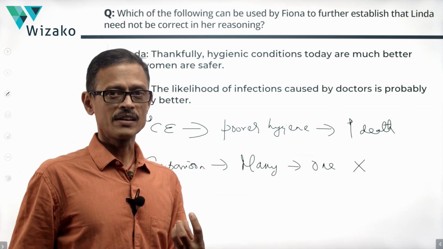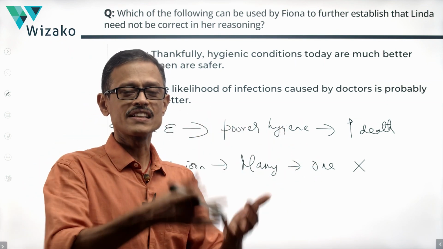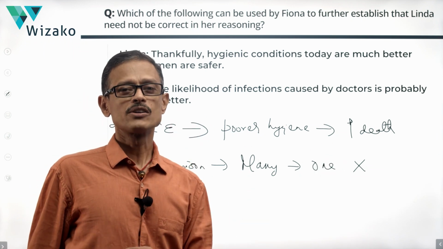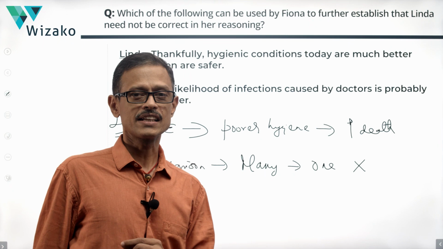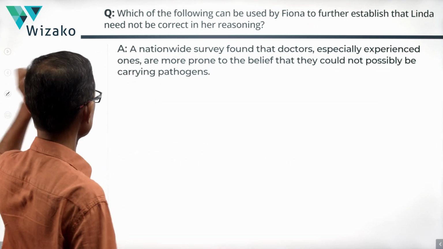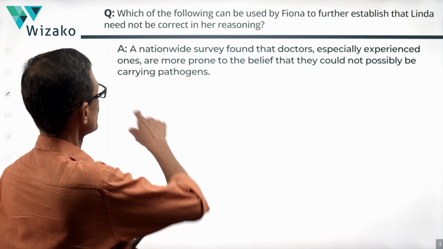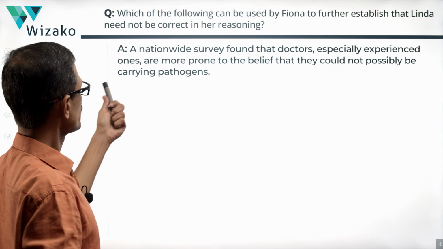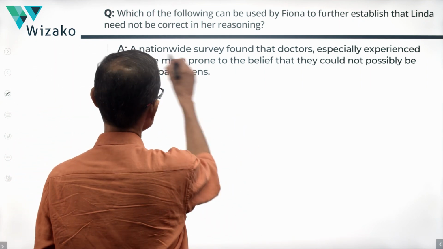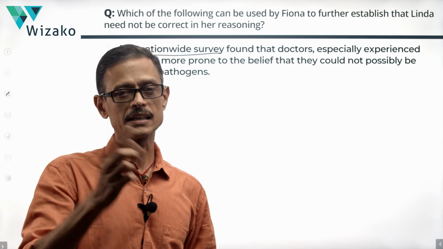We need to find an answer option which is going to give some more evidence for Fiona to say, hey, look at it, this is why I am saying they are not basically washing their hands, and therefore, doctors' hands are probably not as hygienic today, or as unhygienic today, as it was in the 1800s. Quickly look at it. A nationwide survey found that doctors, especially experienced ones, are more prone to the belief that they could not possibly be carrying pathogens, right? This is a nationwide survey, so that basically lends credibility to the finding. Let's find out whether this finding is helping Fiona or Linda.